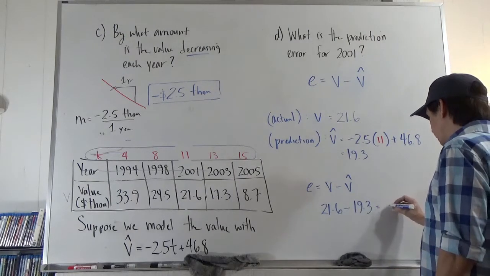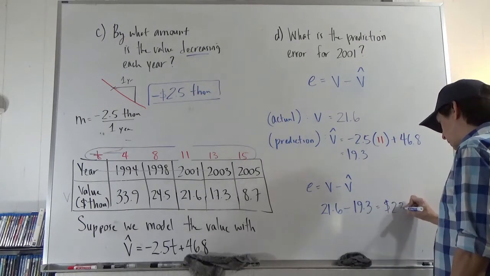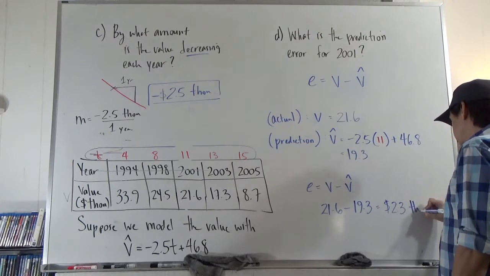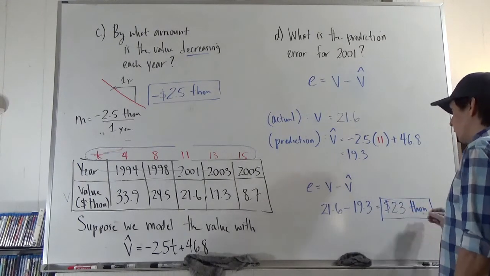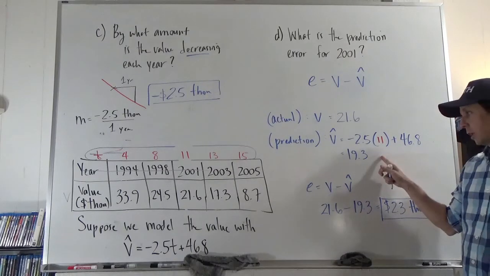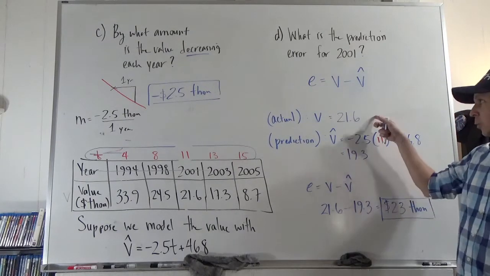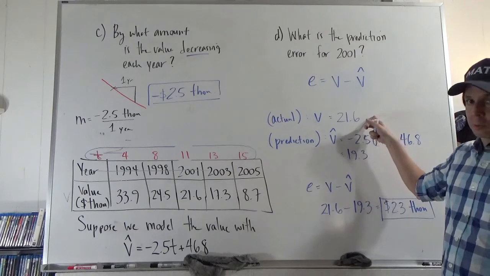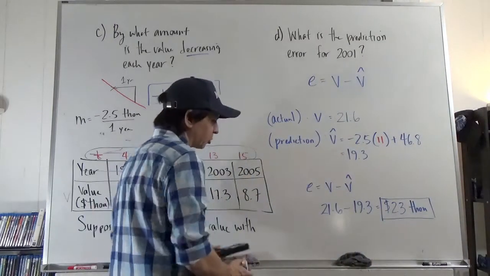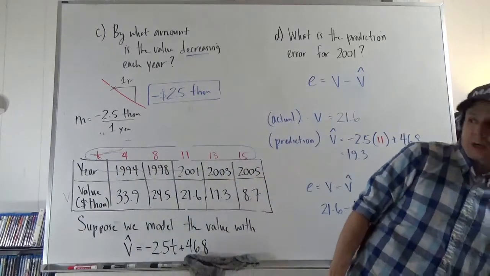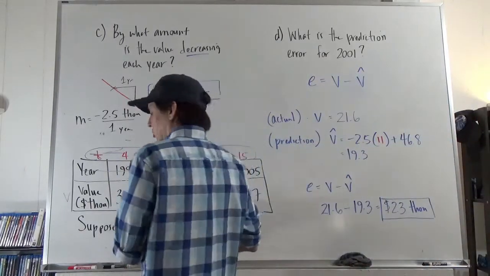And we get 2.3. And here's where I want to start including units. This is my actual answer. The prediction was off by $2.3 thousand. The model predicts the value would be 19.3 thousand. The actual value when they looked it up online was 21.6 thousand. So our model was a little bit off, but still pretty close. It's a good model. We don't have a graph to go with it, but I assure you it's a decent model.